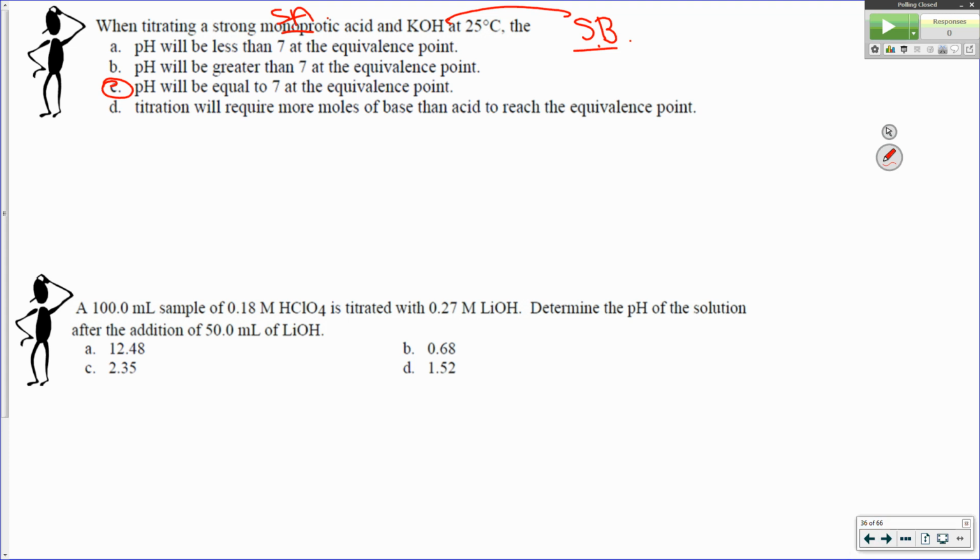It says you've got 0.1 mils of HClO4 titrated with 0.27 molar lithium hydroxide. What's the pH of the solution when you've added 50 milliliters of the lithium hydroxide? So there's 50 mils of this. So again, recognition of what things are. This is perchloric acid, it's a strong acid. This is lithium hydroxide, it's a strong base.